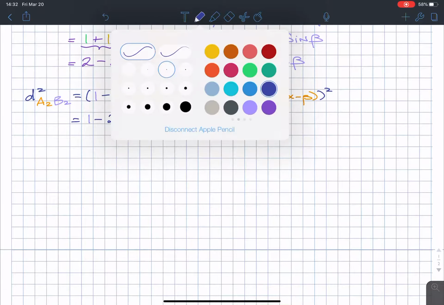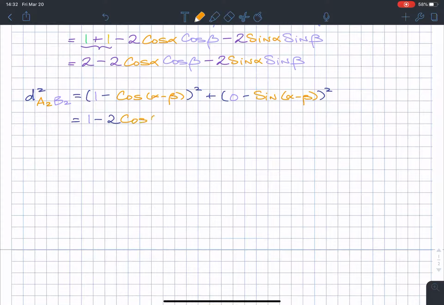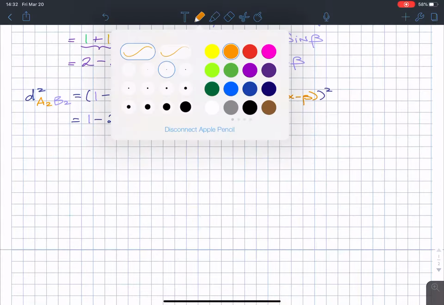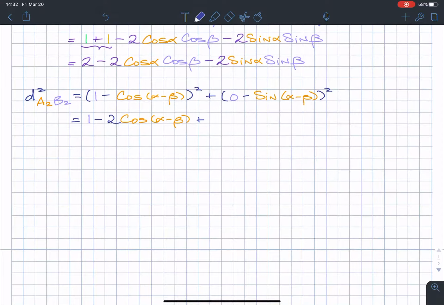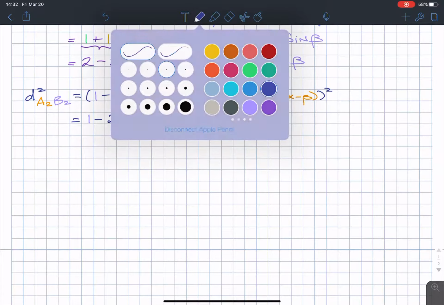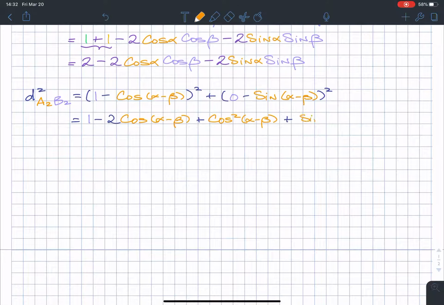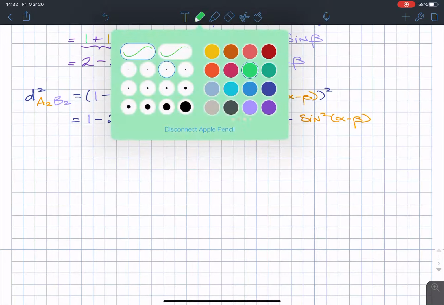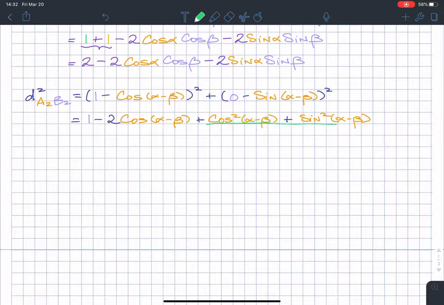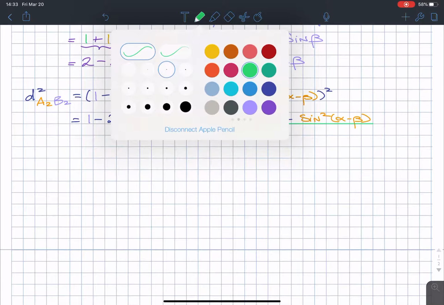Okay, so expanding this binomial, this will be 1 minus 2 times the product of the first and the second, which is simply cosine of alpha minus beta, plus the square of the second, cosine squared of the quantity alpha minus beta, to which I'm adding the square of sine of alpha minus beta. The negative goes away when we square. So sine squared of alpha minus beta. And notice once again that cosine squared alpha minus beta plus sine squared alpha minus beta, that's the main Pythagorean identity.